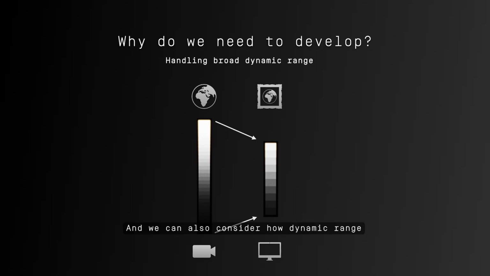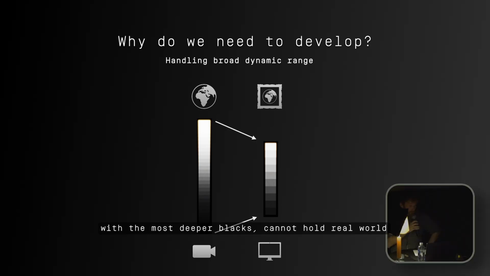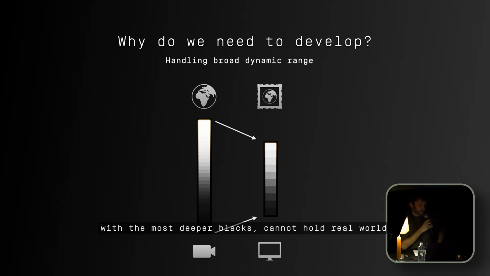And we can also consider how dynamic range is handled and what is the path from the scene dynamic range towards the image dynamic range. We human beings are able to encounter a very broad set of dynamic ranges around us. Our visual system will adapt once again to focus on what might be important to see. Today's displays, even the brightest ones with the deepest blacks, cannot hold real-world dynamic range.